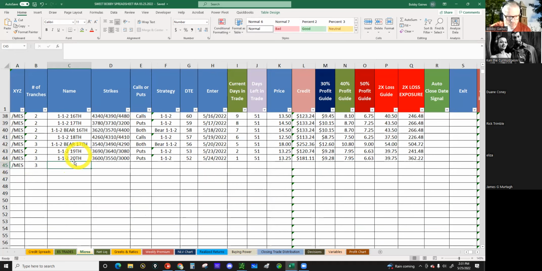So we'll call this the 112 21st. And we'll strike these in: the 3680, 3630, 3130, all on the put side. And this is a 112. And we're just counting them down, right? Counting down our days. This should be 51 days.